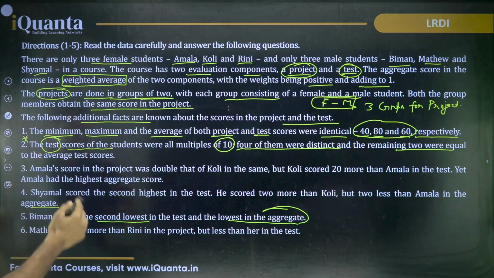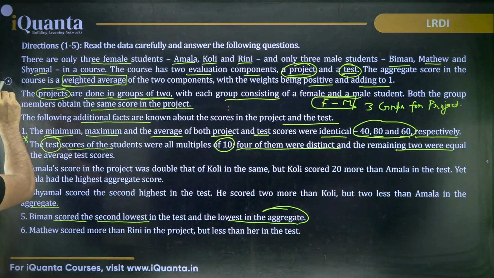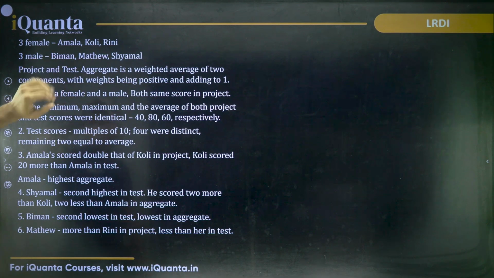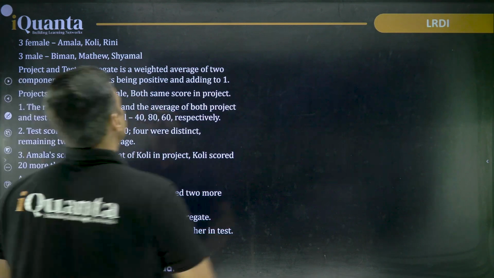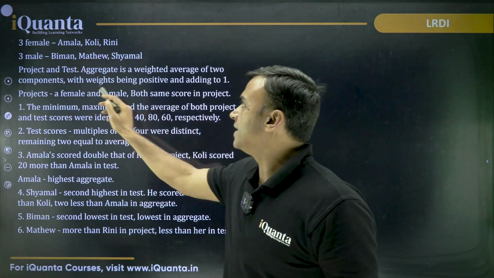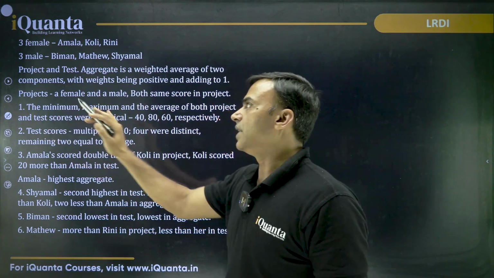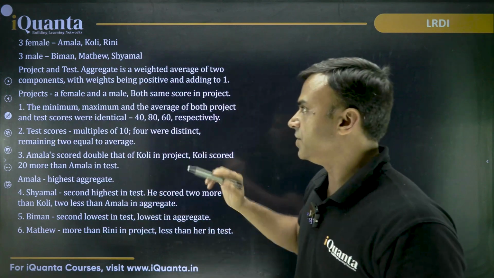Let's go to the next page where we have some space and I have written only the important part of information of this. 3 female, Amla, Kohli, Rini. 3 male, Biman, Matthew, Shamal. Project and test. There are 2 components of the whole examination system. Aggregate is a weighted average of 2 components with weights being positive and adding up to 1. As I said, if one of them is 0.2, the other one will be 0.8. If one of them is 0.3, other one will be 0.7, the weightage.